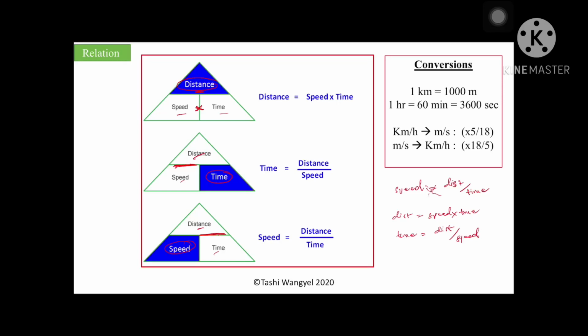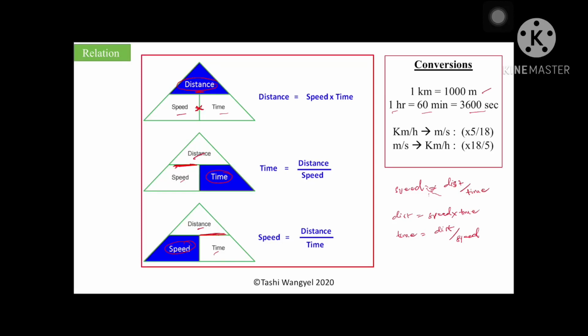The speed, distance, time relation. We need a few conversions. 1 kilometer is 1000 meters. 1 hour is equal to 60 minutes, which is equal to 3,600 seconds. 1 minute is 60 seconds, so 60 minutes is 60 times 60, 3,600 seconds.